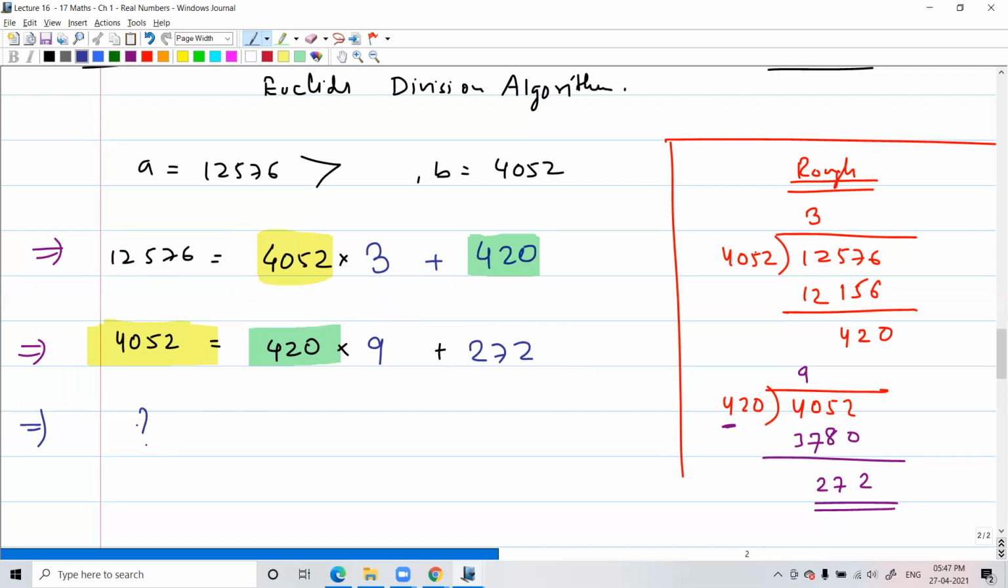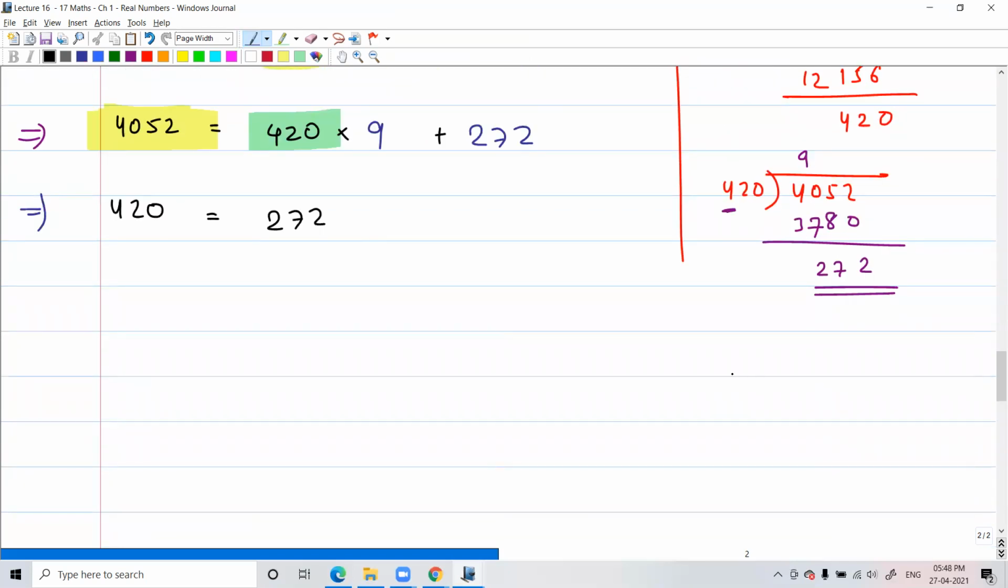This time, what will be my A value here? Tell me which one should I take as the dividend? 420, sir. Yes, whatever is the divisor becomes the new dividend. So it will be 420. And what will be my divisor? 272. The remainder becomes the divisor. So it will be 272. Do the division again. This time you'll have to do a division of 272 and 420.